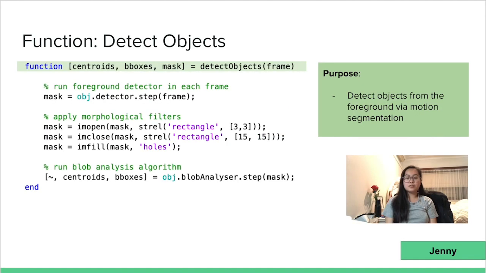The function to detect objects firstly runs the foreground detector from earlier, frame by frame, and then applies morphological filters. These filters preserve the background and foreground by erosion followed by dilation, and vice versa, and then flood fills the background. It then runs the blob analysis detector from earlier as well.